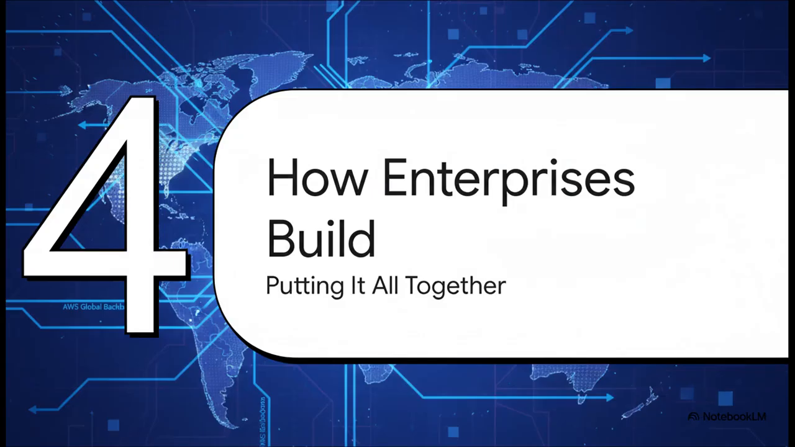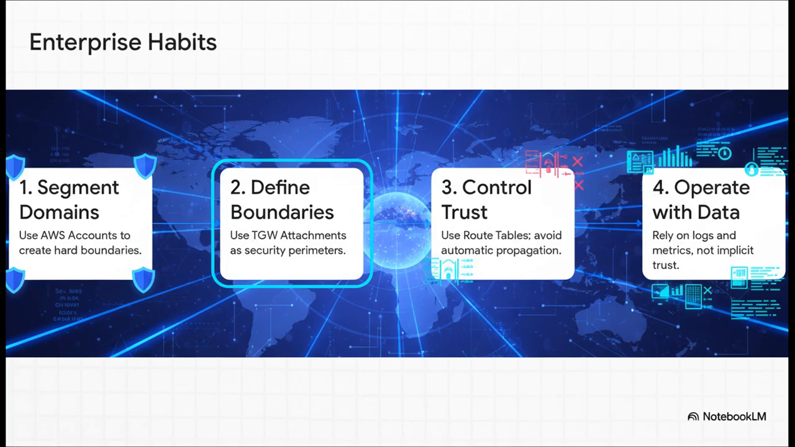So, how do we put all this together? Let's quickly summarize the design habits and the patterns that mature organizations use to build these resilient, scalable, and secure networks on AWS. So how do you build like an enterprise? First, use AWS accounts to create hard boundaries for your network domains. Second, treat every single TGW attachment as a security boundary, not just another connection. Third, you have to meticulously control trust with route tables and never, ever rely on automatic propagation. And finally, operate with a zero-trust mindset. Trust your logs, trust your metrics, not assumptions.